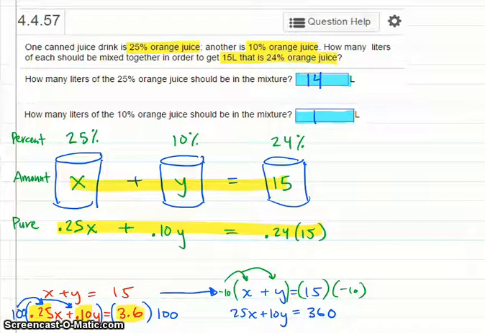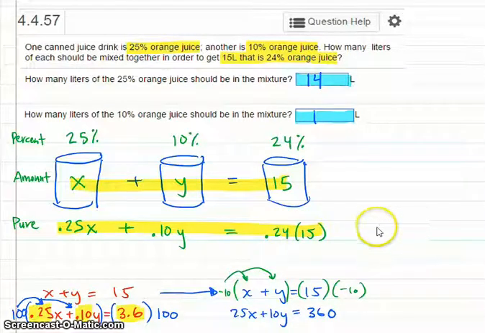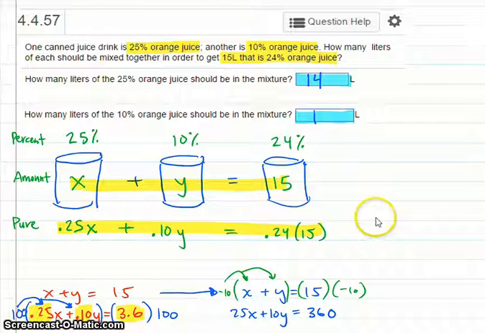So some other mixture problems are going to look a little bit different, but usually if you use this format right here, where you have the percent on top, amount in the middle, and then the pure amount on the bottom, then from there, you can create your two equations to create your system of equations that would usually help you solve these types of problems.